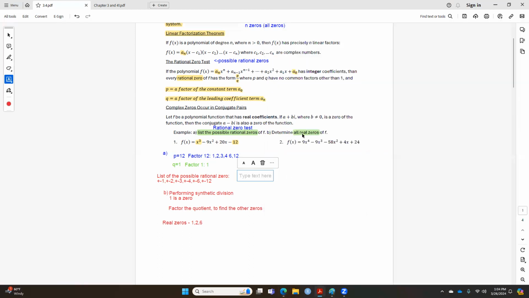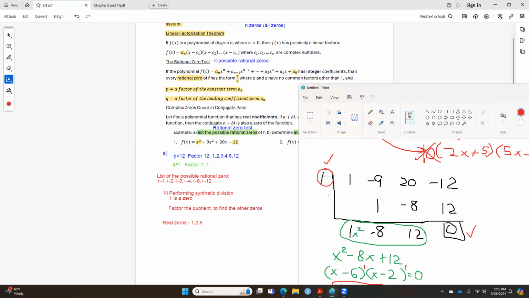So this is how we find the real zeros for question 1. In the test, as I mentioned, usually you will just do 1. If 1 doesn't work, try -1. If -1 doesn't work, try 2 and -2. I guarantee you one of these 4 numbers will give you a 0 in your remainder.